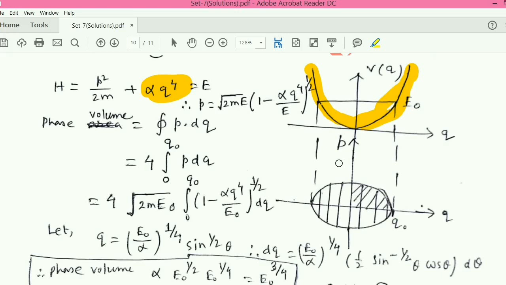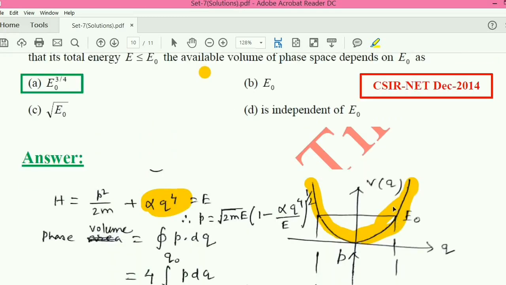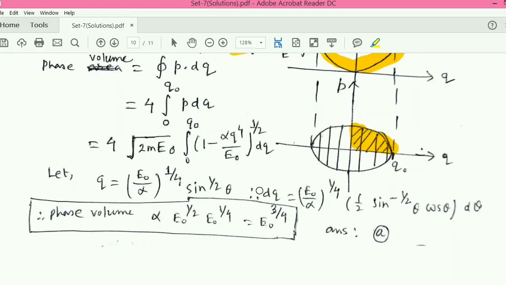So what we are doing, we are calculating the volume of this part and multiplying it with 4. So 4 into, we have to find out the phase space corresponding to the energy E naught. So it is corresponding to q naught. So this integration we have to find out. So we are replacing p from this expression, and dq remains the same.